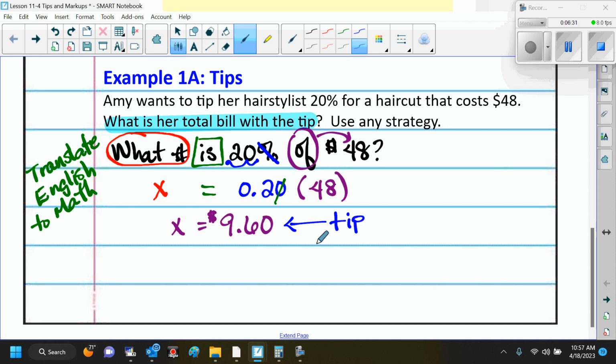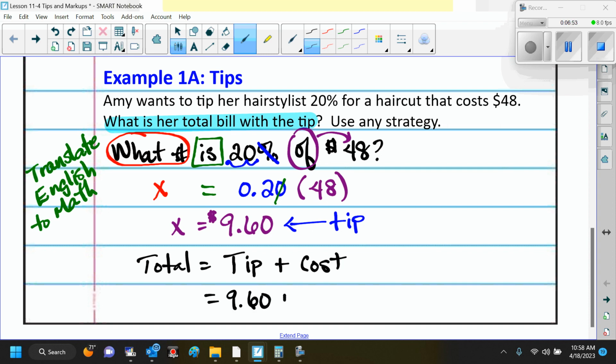So what do I have to do with this? Add it to the 48. Very good. So we've got total bill is equal to the tip plus the cost, right? So this is going to be $9.60 plus $48, which gives us, I'm going to write it over here, what does that give us? $57.60. Is everybody clear?